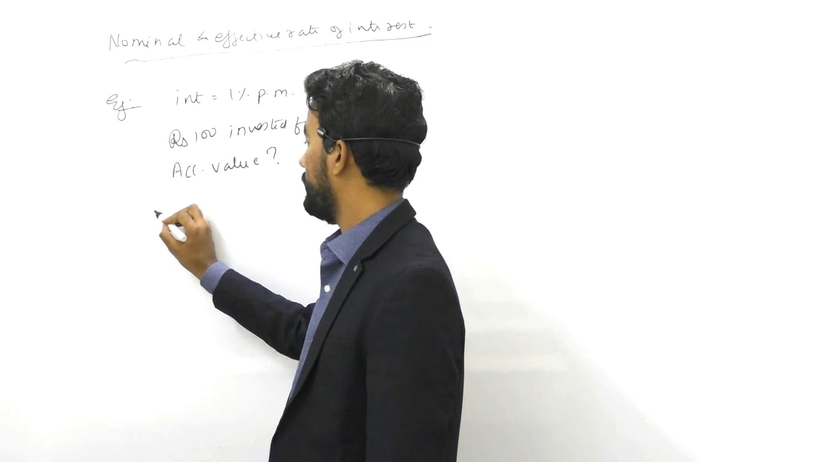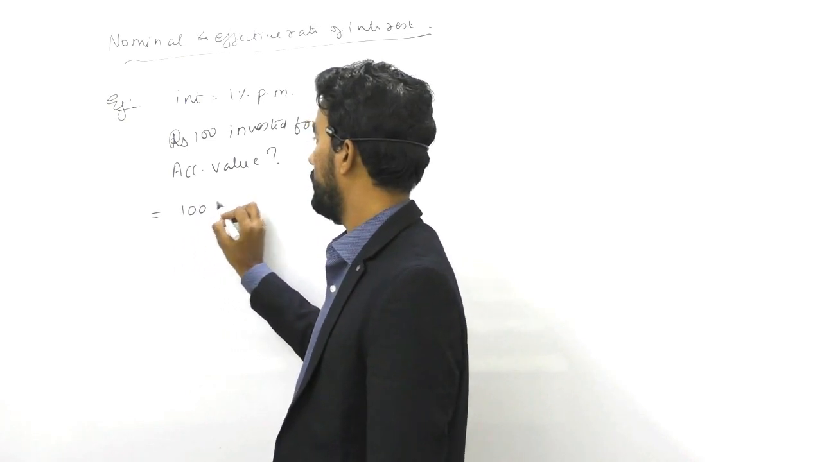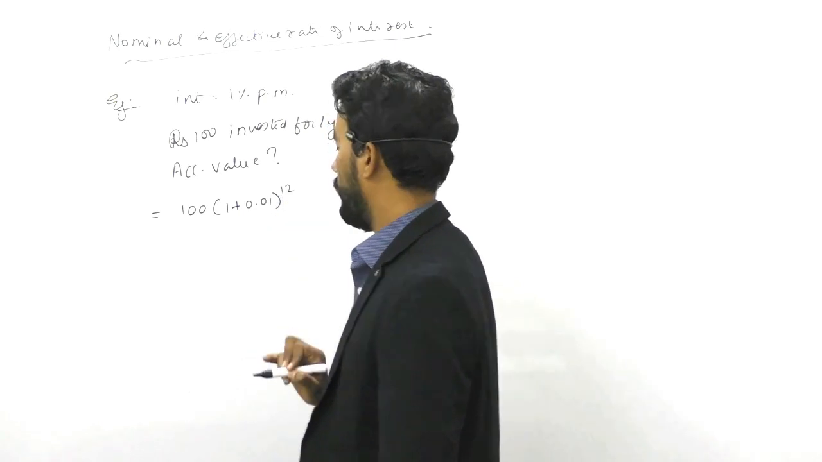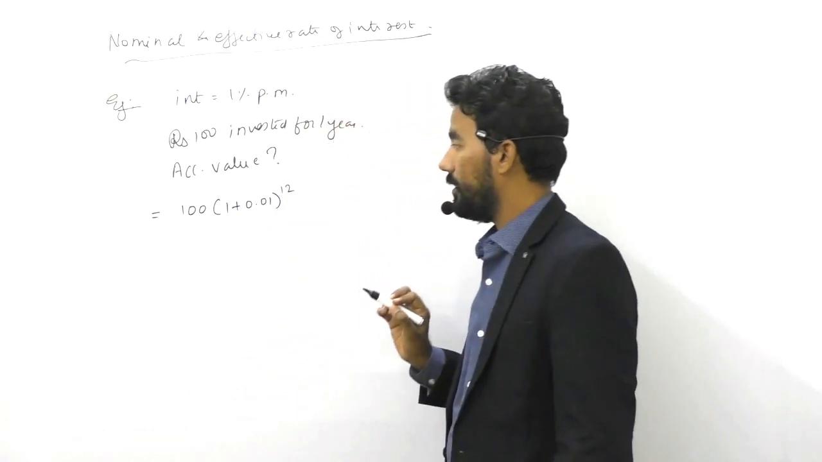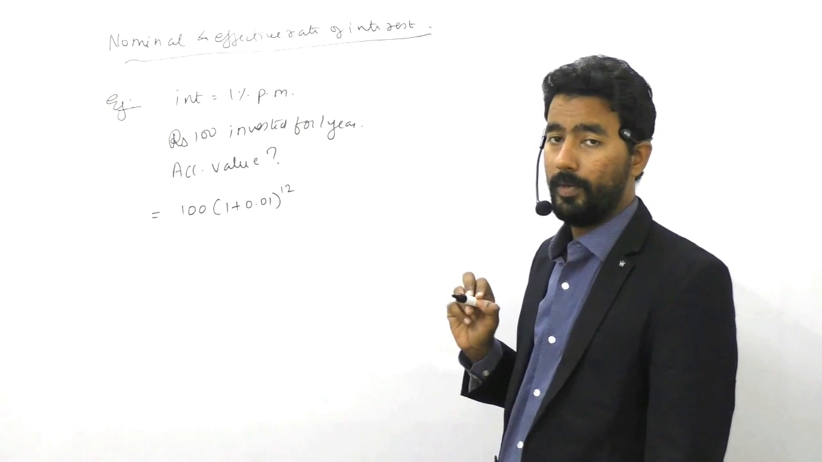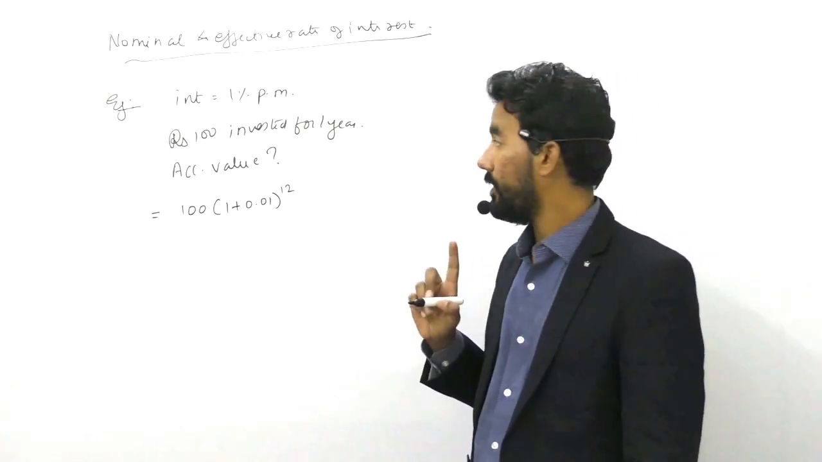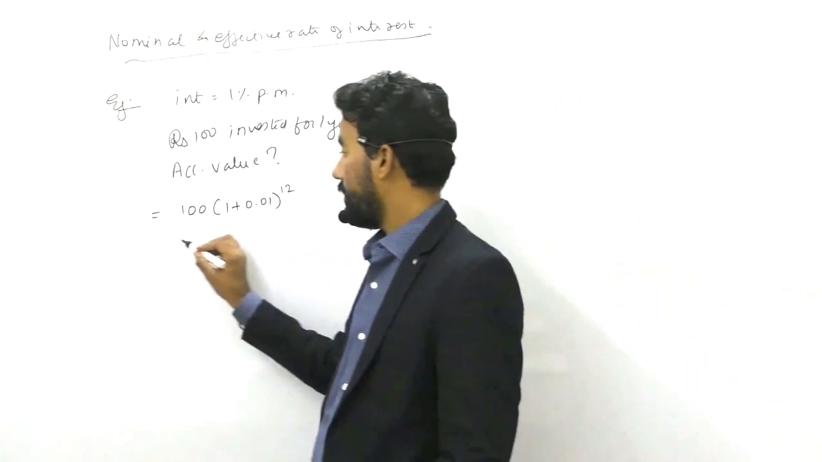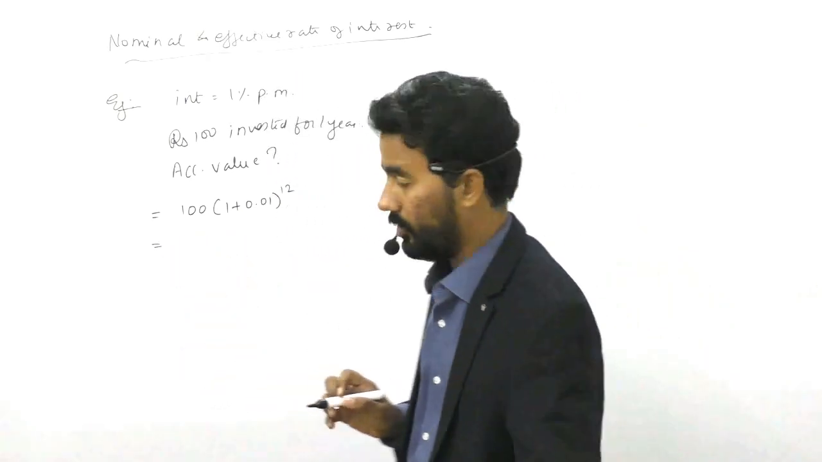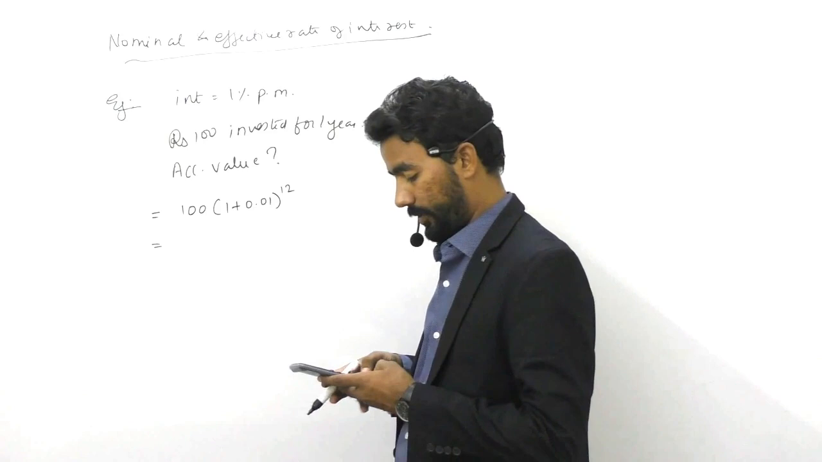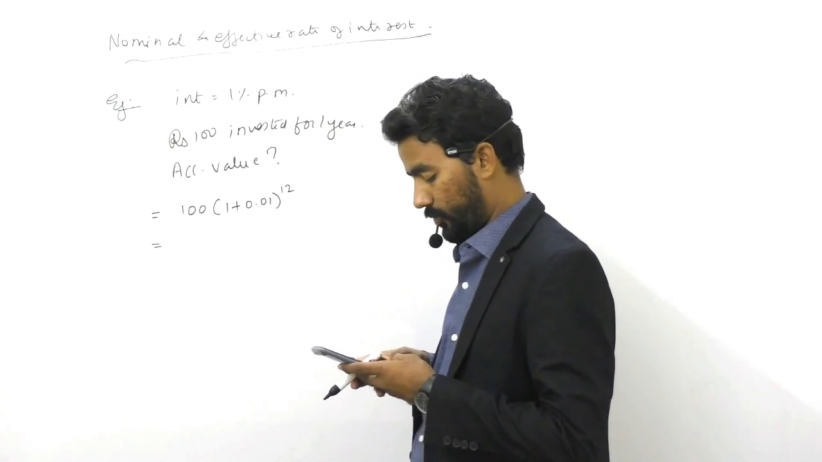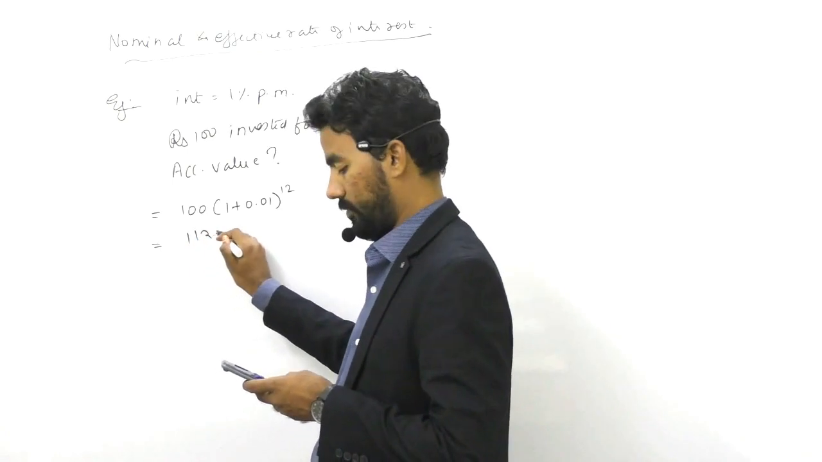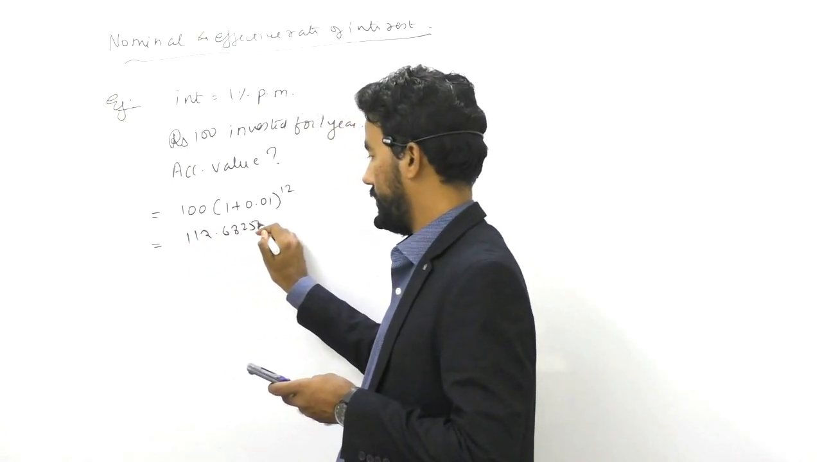So my solution is 100 times (1 plus 0.01) raised to 12, that is, 1 plus i raised to n. Here I wrote n is 12 because my time unit here is per month and I'm investing for 1 year. There are 12 months in a year. So this becomes my answer. Let me check on the calculator, 100 into 1.01 raised to 12. The answer is 112.682503.